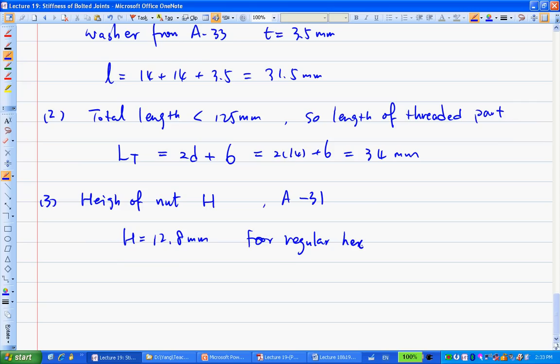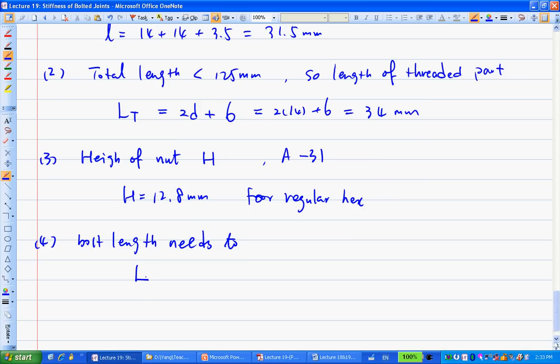Once we find H, then number 4 is the bolt length. The bolt length needs to be greater than L plus H, according to the table. L we found is 31.5, H is 12.8, and that equals 44.3 millimeter. So basically for this current situation, your bolt length needs to be greater than 44.3 millimeter.